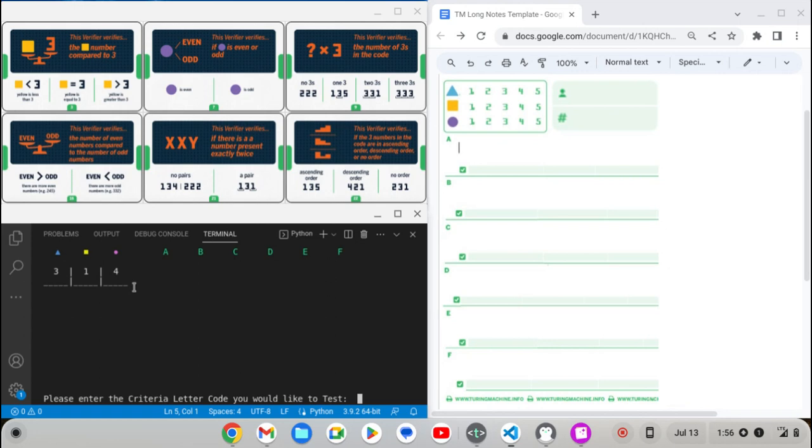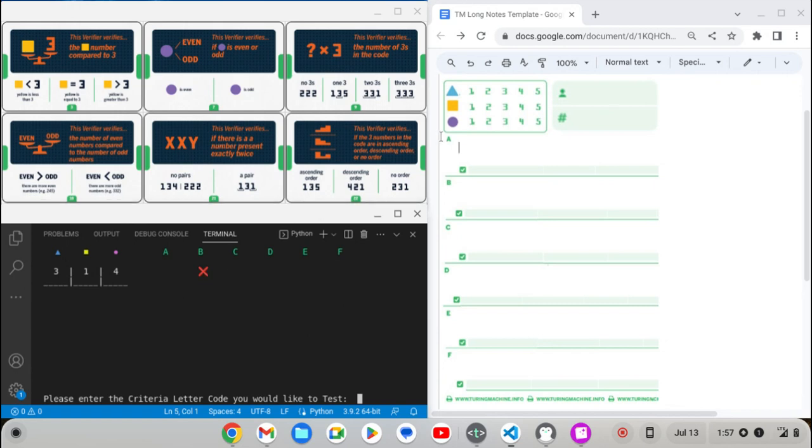And the first thing I want to find out is whether that last digit, the circle digit, is an even or an odd digit. So let's go ahead and test criteria card B. Okay, so the Turing Machine does not approve of what I have in for circle. Notice that I did choose an even 4. The Turing Machine says it does not approve of that.